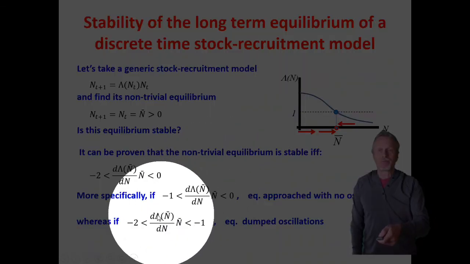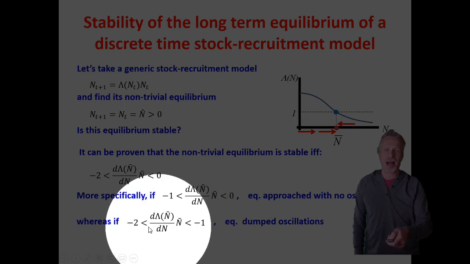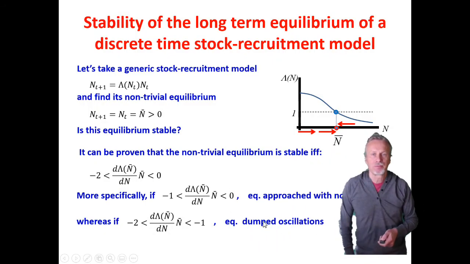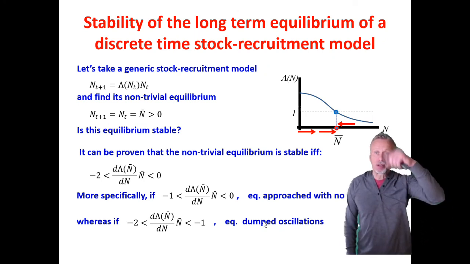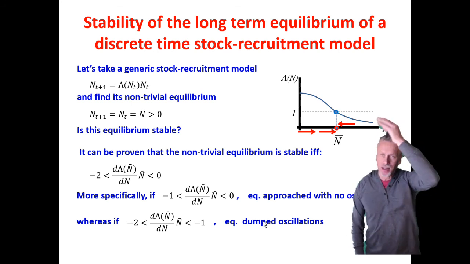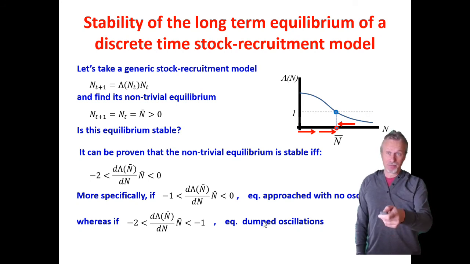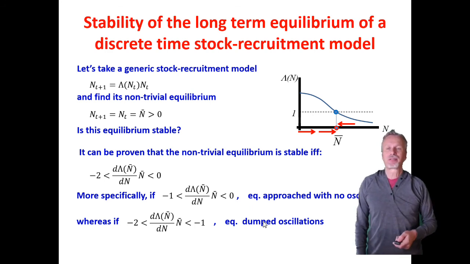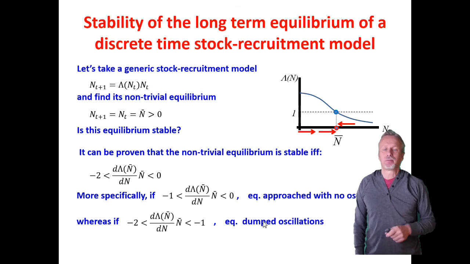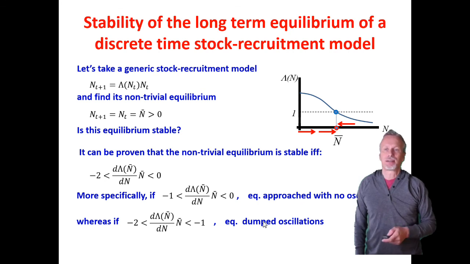On the other hand, if d lambda over dN times N evaluated at the non-trivial equilibrium point is between -1 and -2, then it can be proved that the equilibrium is approached via damped oscillation. So it's going to overshoot the equilibrium, then go back and overshoot and go back, but with oscillations that are exponentially and asymptotically damped towards the equilibrium point. Okay, and if d lambda over dN times N is smaller than -2, then that is not a stable equilibrium point. As we'll see, we're going to run the simulation and we will find what exactly we mean about that. And this is it for the moment.